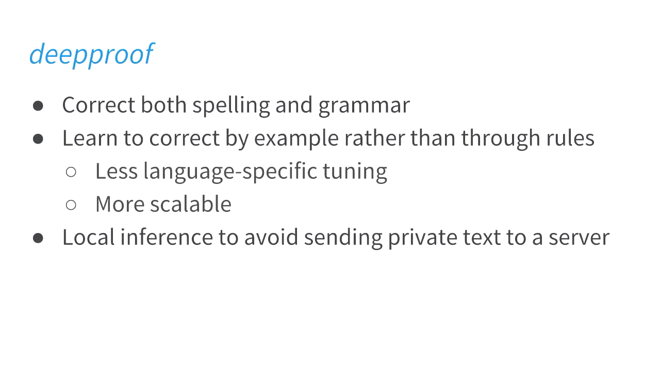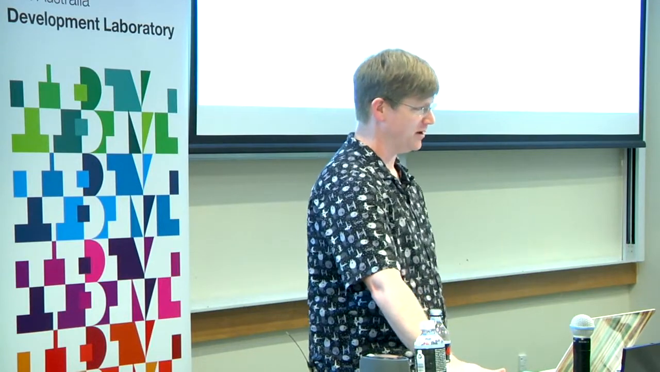So we tried to train the model by example rather than with rules, which meant we basically took data from Wikipedia and then mutated it, and then it learned the corrections that way. And this is nice because it's a lot easier to write incorrect examples given correct things than it is to write general rules about how grammar works. And then, of course, we wanted local inference, so we didn't send this all to a server somewhere.